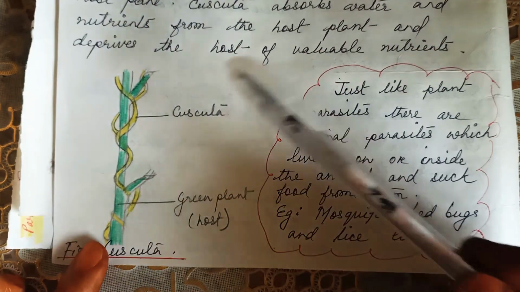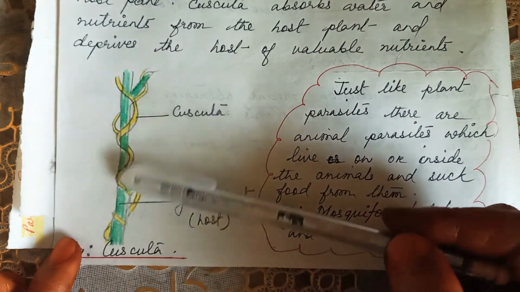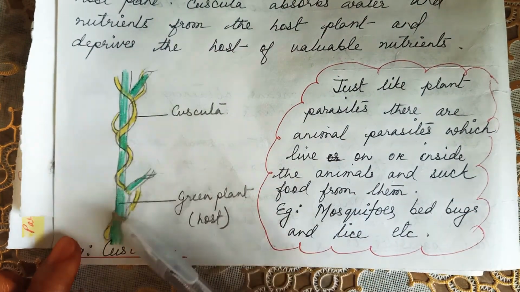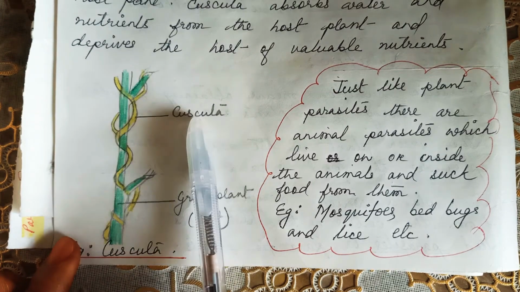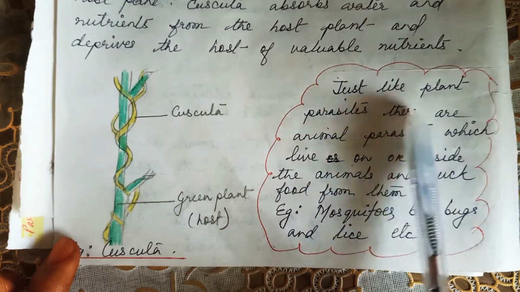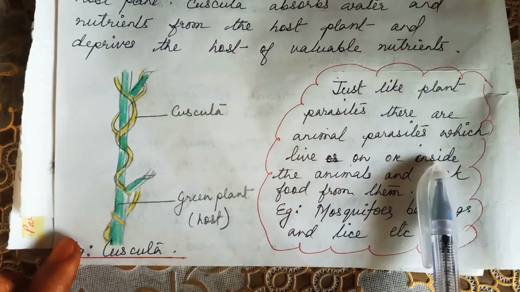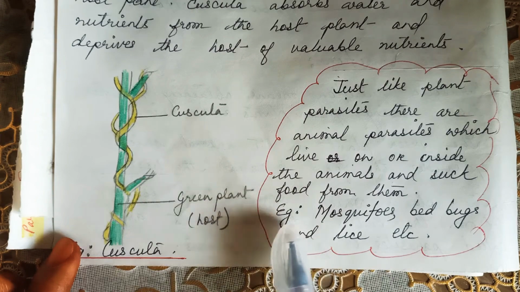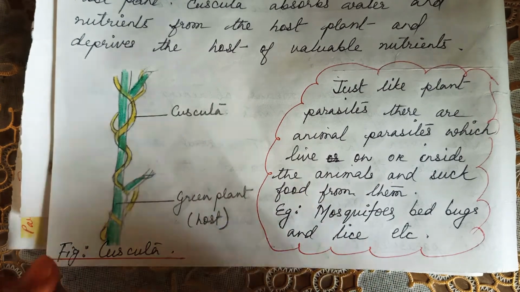Now here is a diagram. Here the green portion, that is the main green plant, is the host, and this is the yellow one, which is twining around the green plant. That yellow colored plant is known as the cuscuta. So just like the plant parasite, there are animal parasites which live on or inside animals and suck food from them. Example, mosquito, bed bugs and fleas, etc.